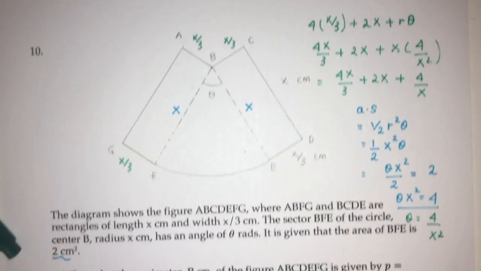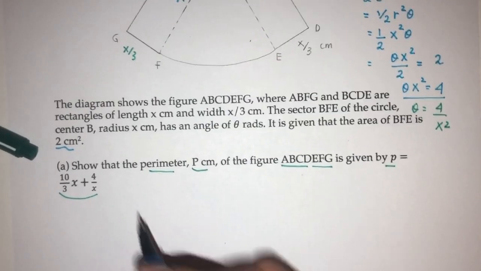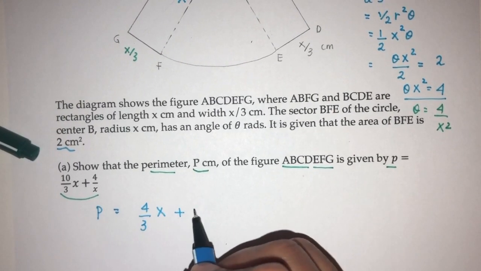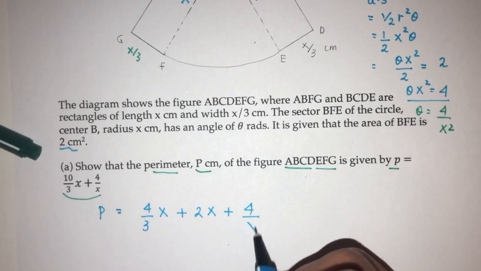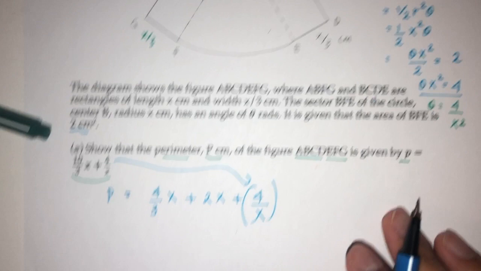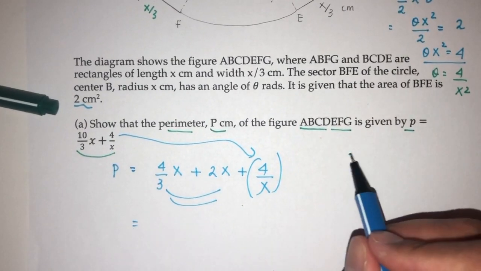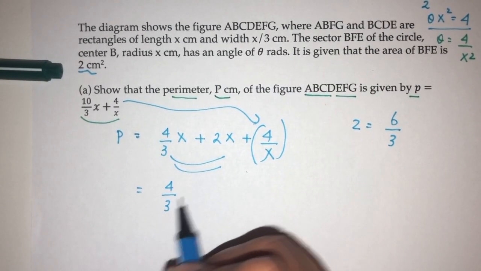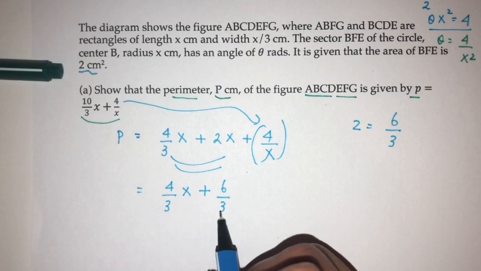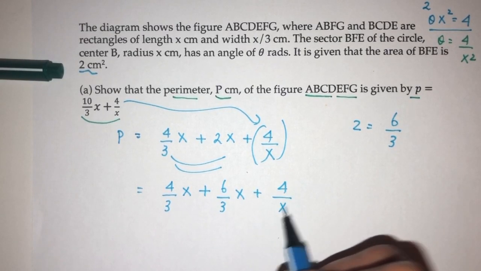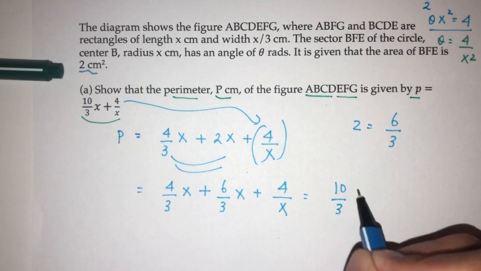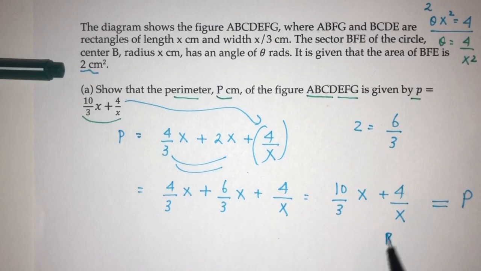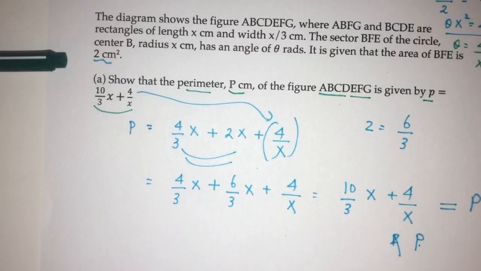Okay, let me rewrite this on this side. Right now I have P is equal to 4 over 3 x plus 2x plus 4 over x. As you can see, this one will remain the same, but these two we can combine together. 2 can also be 6 over 3, if you observe. So 4 over 3 x plus 6 over 3 x is 10 over 3 x. So finally that will be 10 over 3 x plus 4 over x. This is the value of P, shown as required. Okay, that is part A of the question.